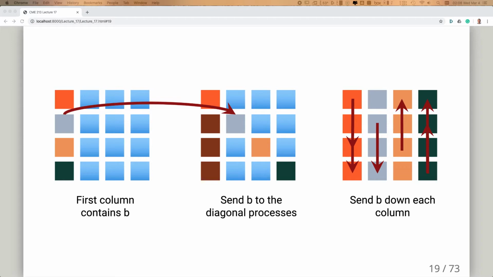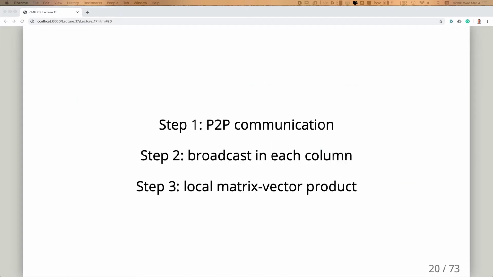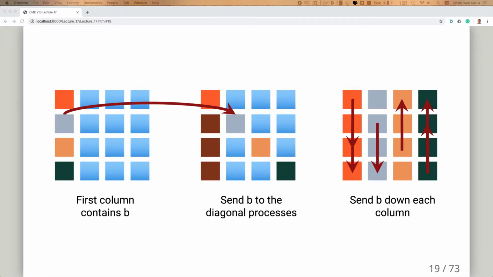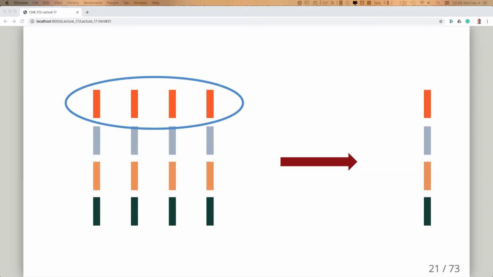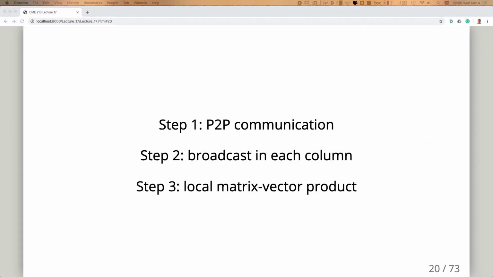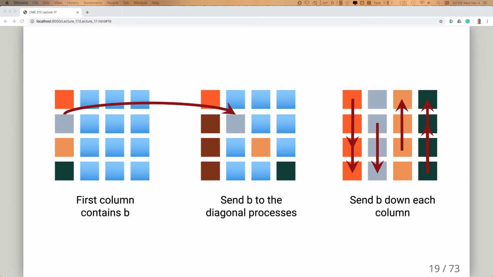Okay, so in homework 5 you have a very similar setup. Just to summarize, you first start with moving B from the first column to the other columns. Again, it's just fractions of chunks of B. Then you have a broadcast in each column. So this is the last step. Once you have a broadcast, then you're good.